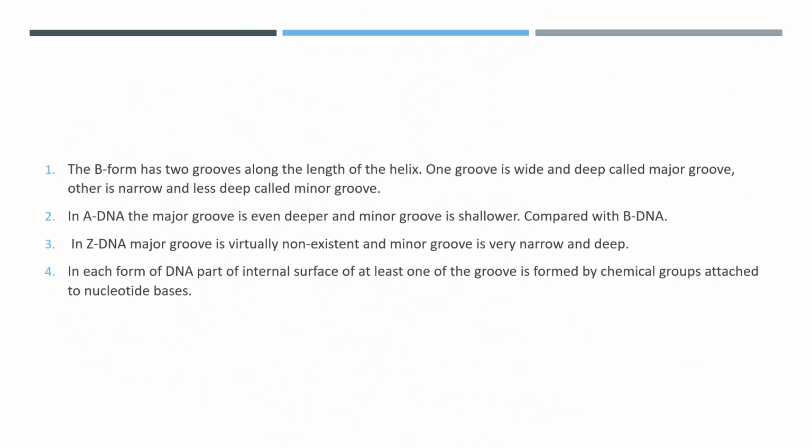The B form has two grooves along the length of the helix. One groove is wide and deep, called the major groove. The other is narrow and less deep, called the minor groove. In A DNA, the major groove is even deeper and the minor groove is shallower compared with B DNA. In Z DNA, the major groove is virtually non-existent and the minor groove is very narrow and deep. In each form of DNA, part of the internal surface of at least one of the grooves is formed by chemical groups attached to nucleotide bases.